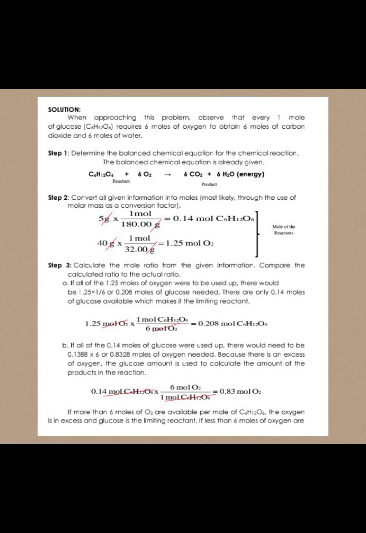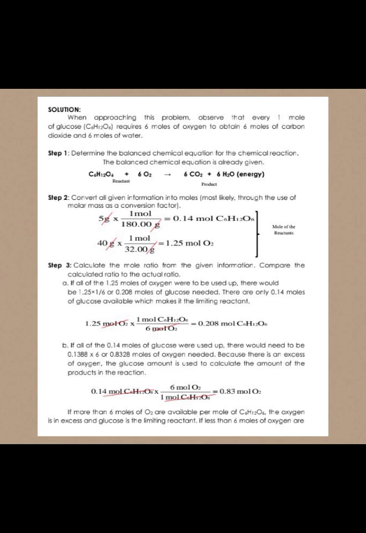Step 2. Convert all given information into moles, most likely through the use of molar mass as a conversion factor. 25 grams times 1 mole over 180.00 grams equals 0.14 mole C6H12O6. 40 grams times 1 mole over 32.00 grams equals 1.25 mole O2. These are the moles of the reactants. Step 3. Calculate the mole ratio from the given information. Compare the calculated ratio to the actual ratio.